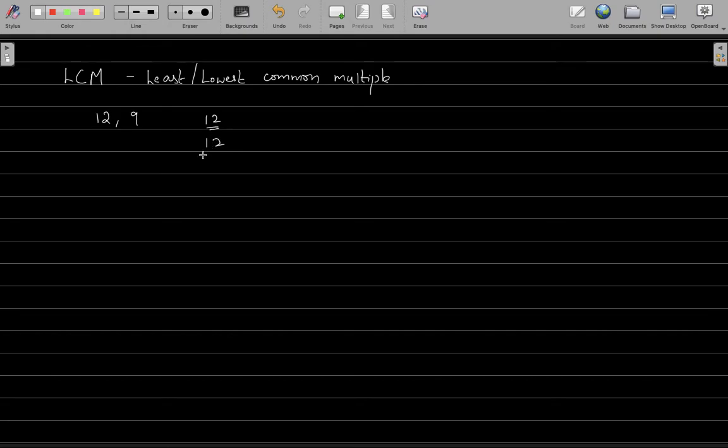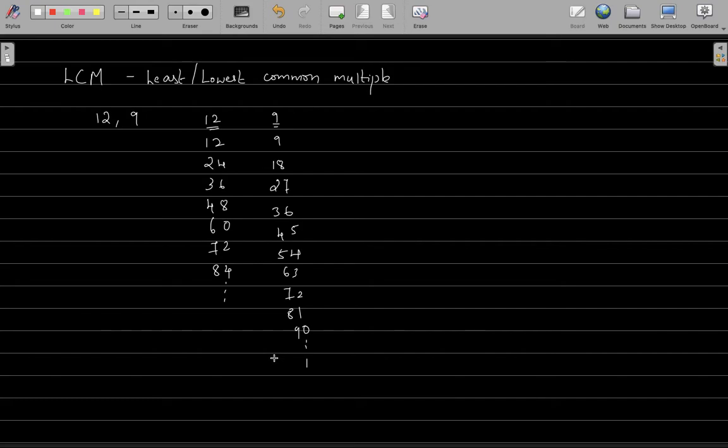That is 12, 24, 36, 48, 60, 72, isn't it? 84, goes on. And what are the multiples of 9? 9, 18, 27, 36, 45, 54, 63, 72, 81, 90, so on. This goes on, isn't it?